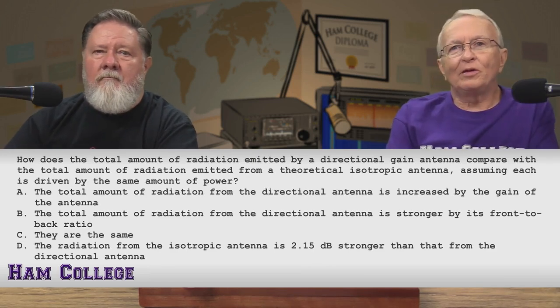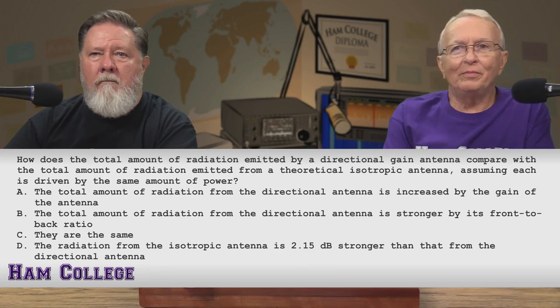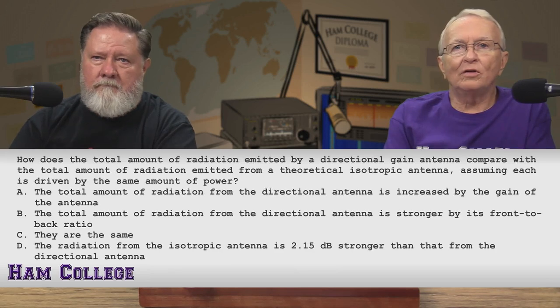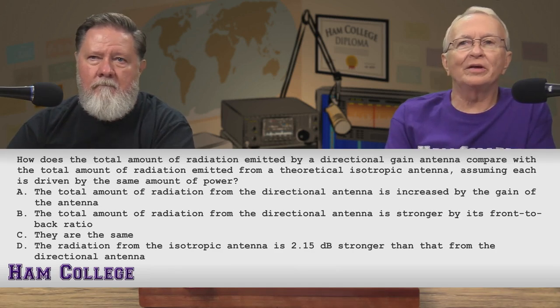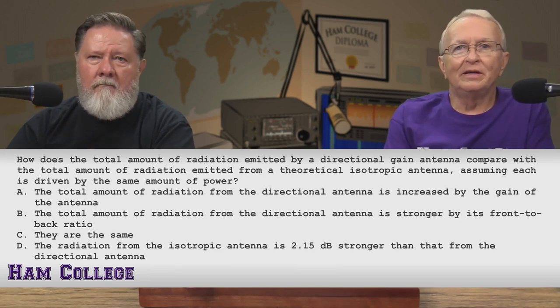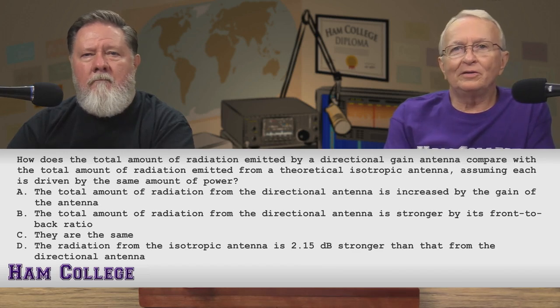How does the total amount of radiation emitted by a directional gain antenna compare with the total amount of radiation emitted from a theoretical isotropic antenna, assuming each is driven by the same amount of power? I know the answer to this one.